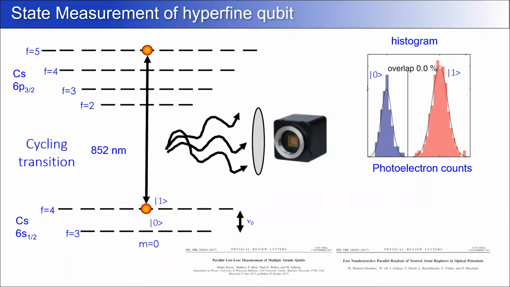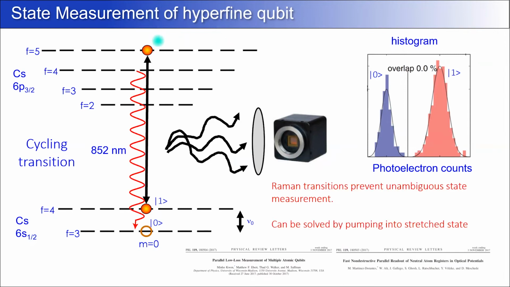If we think about the alkali atoms, where we're trying to measure a hyperfine qubit, generally what we do is we cycle from F equals 4 in cesium up to F prime equals 5, and then selection rules just let us cycle back and forth. We collect photons, so we can get very well separated histograms with really zero overlap between the 0 and 1 quantum states. However, one suffers from Raman transitions, in that there'll be some off resonance scattering from this other level, which can decay down to the lower state, so you don't know what state you're in.